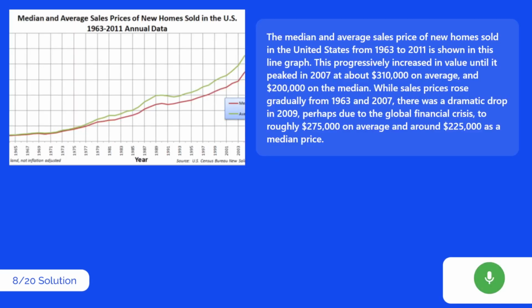The median and average sales price of new homes sold in the United States from 1963 to 2011 is shown in this line graph. This progressively increased in value until it peaked in 2007 at about $310,000 on average, and $200,000 on the median. While sales prices rose gradually from 1963 to 2007, there was a dramatic drop in 2009, perhaps due to the global financial crisis, to roughly $275,000 on average and around $225,000 as a median price.